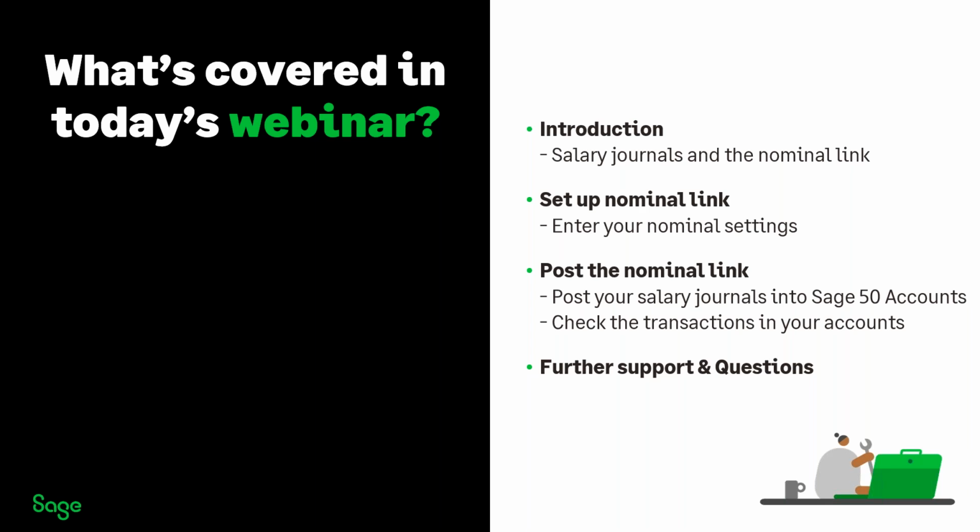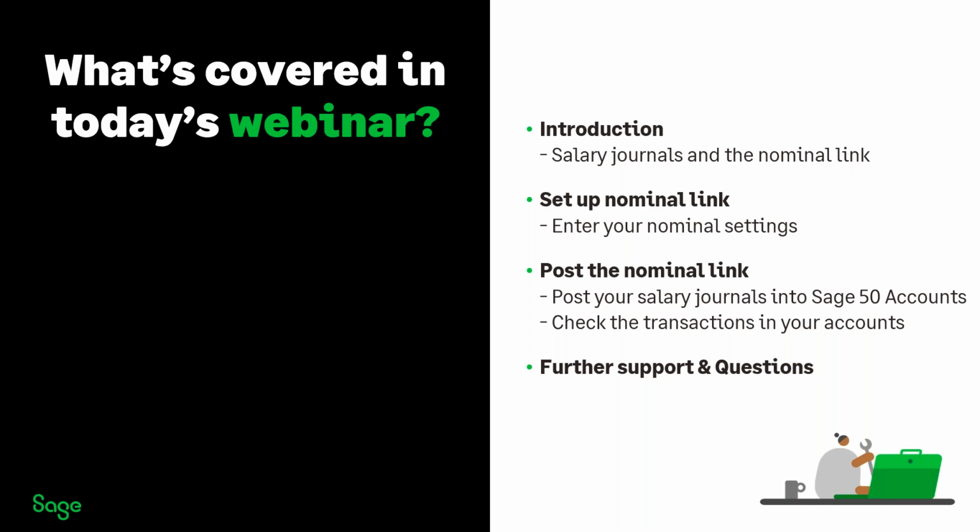This is what we're going to be covering in the session this afternoon. We're going to start with a little bit of an introduction to salary journals and the Nominal link. I'll then be passing across to Duncan, who's going to look at setting up the Nominal link within Sage 50 Payroll and also posting the Nominal link. So what are the steps involved? And then I'll be back to have a look at Sage 50 Accounts. So what does it look like once the transactions have been posted, and what else do you need to do? And then at the end, we'll explain more about the additional support, and then we're both going to try and answer as many questions as we can. So keep them coming, just so we've got plenty to answer at the end. Apologies if we don't get round to answering your question live today. There's loads of supporting information in our help centre, and our support team is on hand as well if you've got anything urgent. So that's our running order.